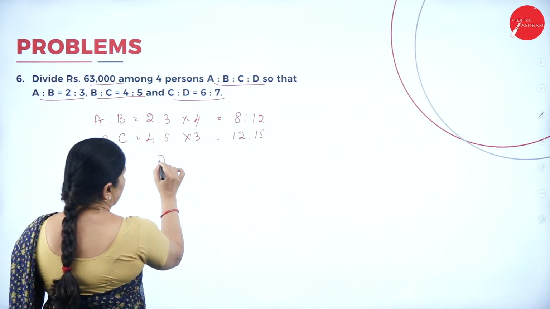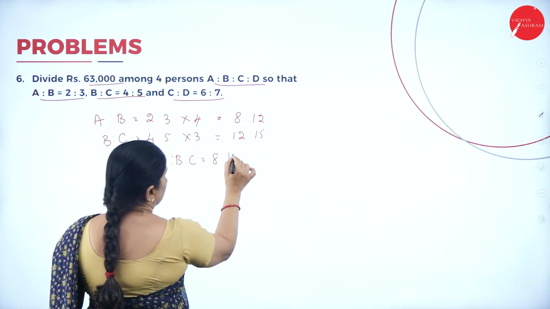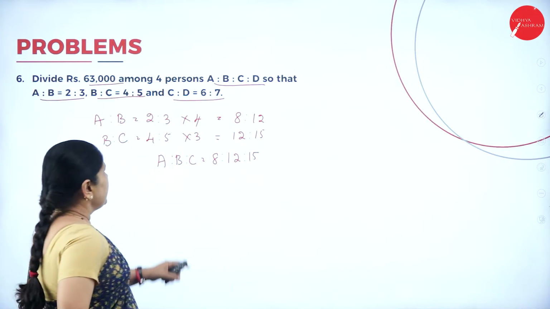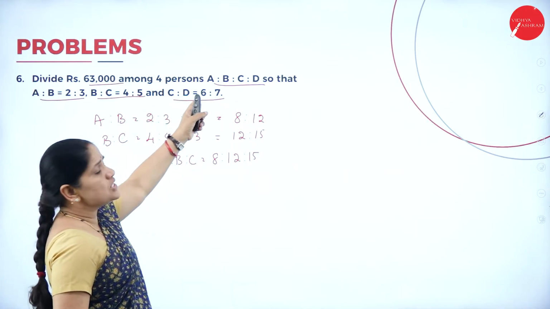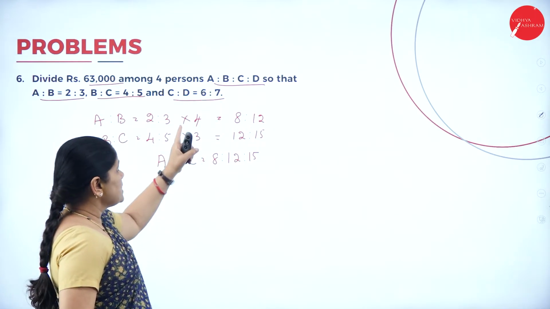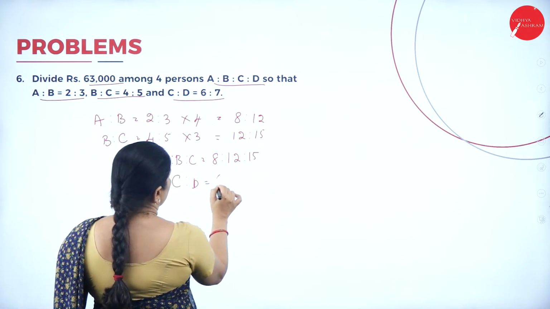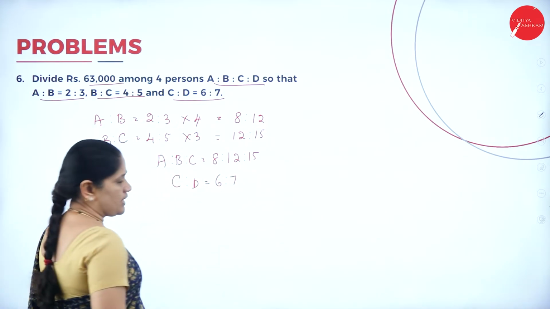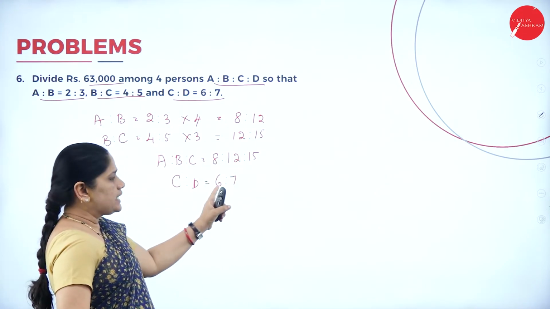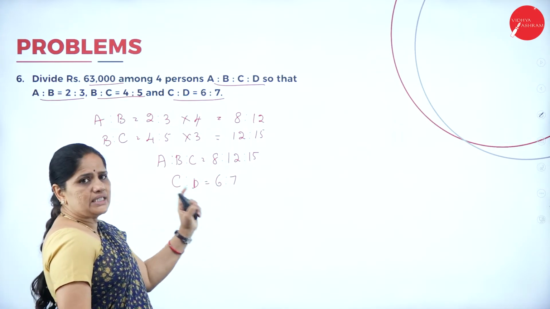So I can write A is to B is to C will be equal to 8 is to 12 is to 15. Now they have given us the C is to D ratio. Again, we have to find the ratio of C. Now, C is to D is equal to 6 is to 7. Now C is 15 here and C is 6 here.